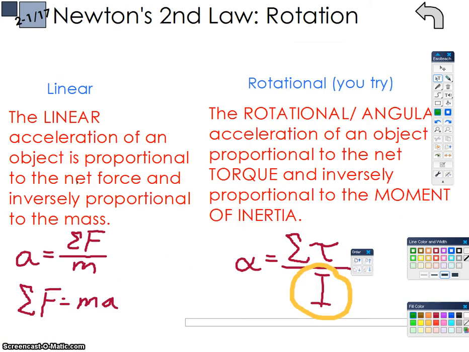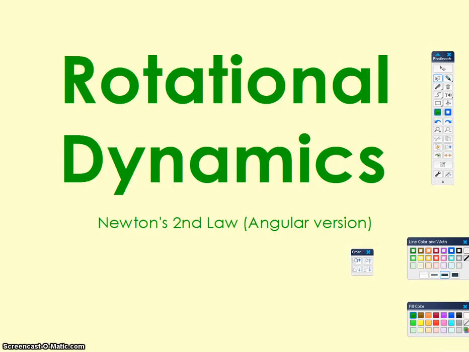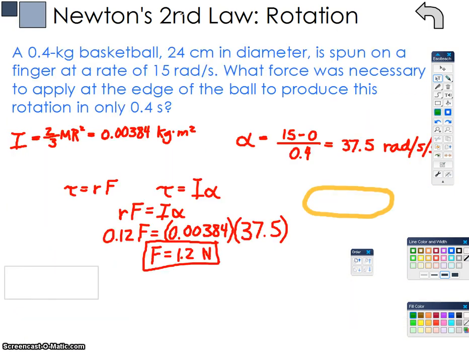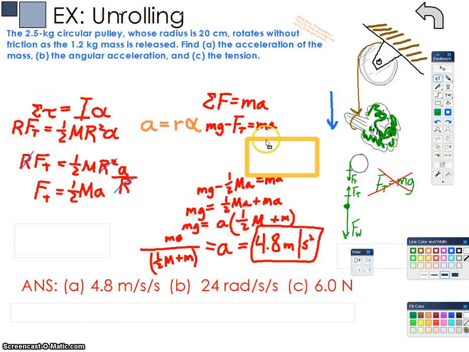So to summarize, we just did some rotational dynamics, which really comes down to not conservation of energy, not conservation of momentum, but Newton's second law. We understand that we got to think about torque this time, moment of inertia this time. Here's a simple example. Here's a more complicated example that integrates both the linear and the rotational.